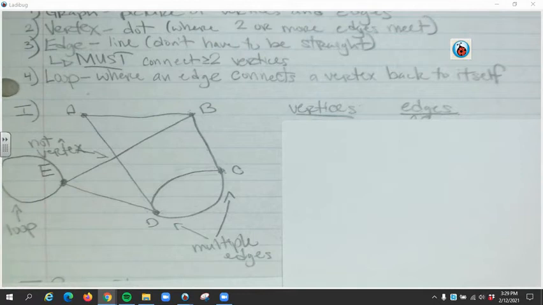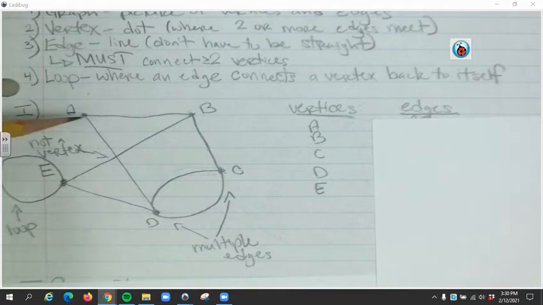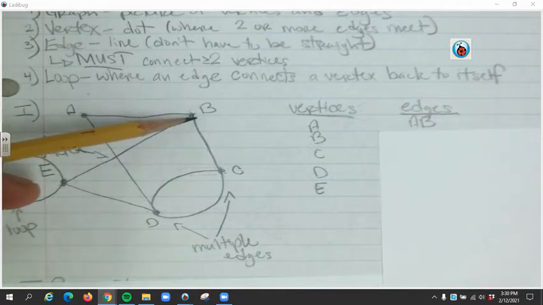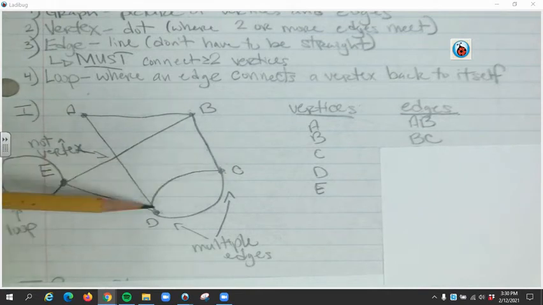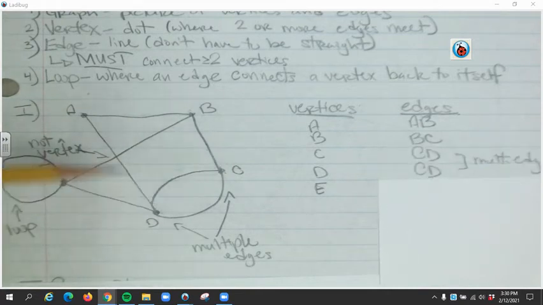Notice how some of our edges are straight, some of our edges are curved, but they're all considered edges. So if the question asks you to name the vertex set, then you're listing all the vertices. Your vertices are A, B, C, D, and E. If the question asks to name the edge set, you would list all the edges. It helps me if I go in order. AB, BC. Notice you have CD not once but twice. We list it twice. Again, that's our multiple edge.